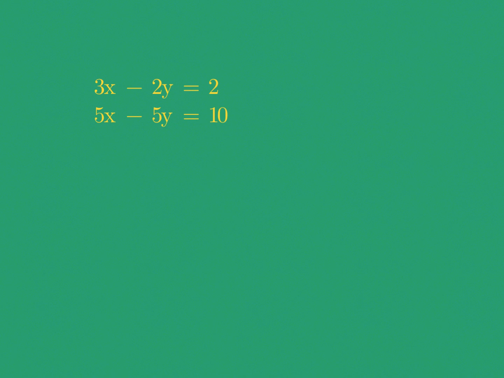So here's what we're going to do. We're going to multiply the top equation by 5. 5 times 3 is going to be positive 15. Now, the 15 on the bottom needs to be negative. What would you multiply times 5 to get a negative 15? Negative 3. Let's multiply the bottom equation by negative 3.